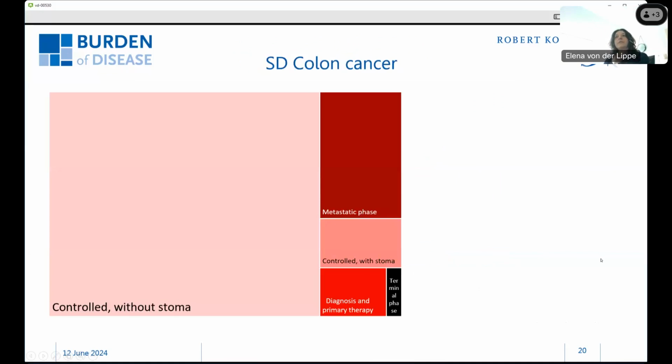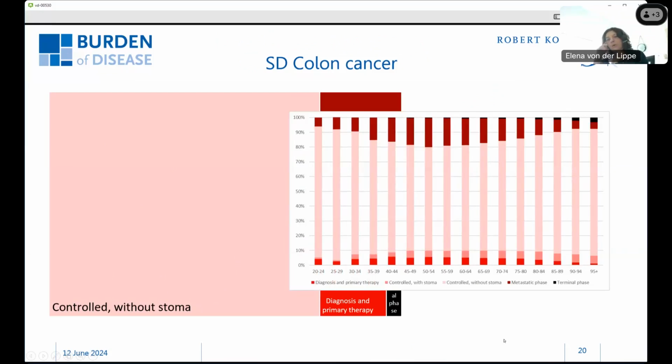To come back to the severity distributions, which is probably most interesting for you, this is the general severity distributions for colon cancer. The biggest part of our patients were in the controlled phase without stoma. However, here is one small part with stoma and quite a higher part of metastatic phase. However, these distributions differed highly according to age. So in our YLD estimations, we were using the severity distributions according to age. So we assigned to each age group a different severity distribution.